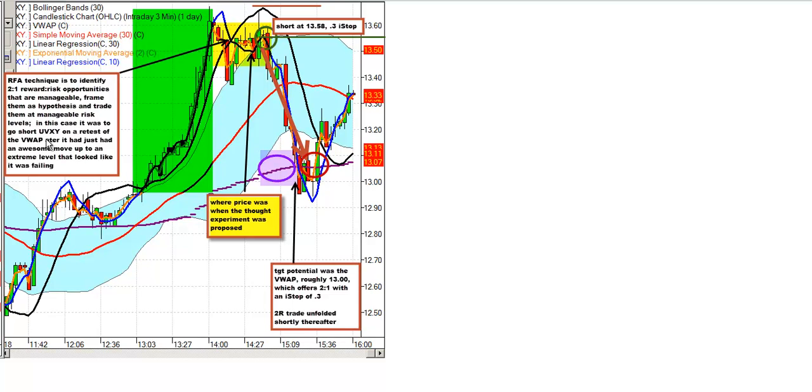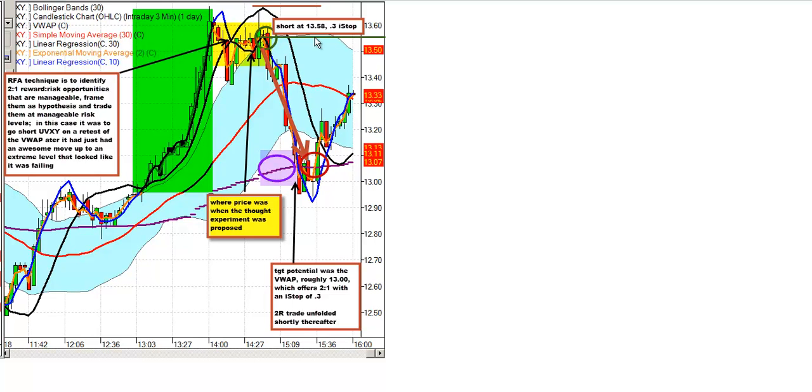And so in this case, it was to go short UVXY as if it were going to go retest the VWAP after it had just had an awesome move up to an extreme level that looked like it was failing. So we've had this really powerful move up here with a parabolic move up to the top, and then in the yellow zone here, price is crumbling and weakening, so it doesn't look like this parabolic move has any more legs, particularly after the second fail.